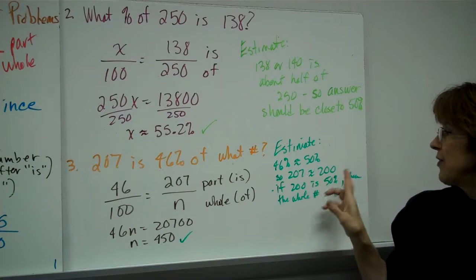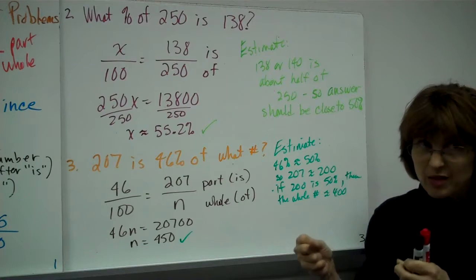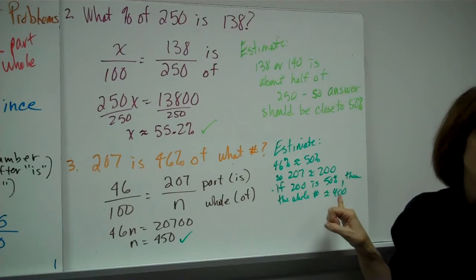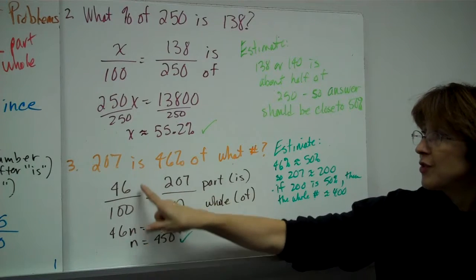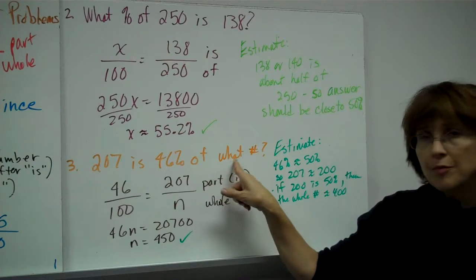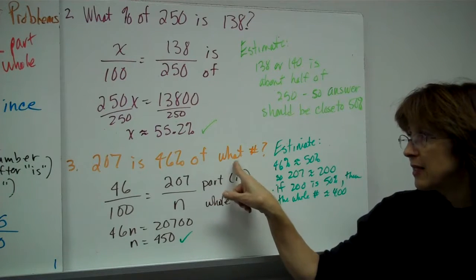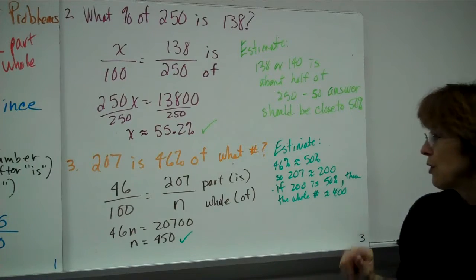And if 200 is about 50% of some number, if you got 200 right on a test and you got 50% on that test, there had to be about 400 questions on that test, okay? So we have 46 over 100, because that's a percent. 207 is just the part, not the whole. Remember, after the of, that's the whole. We don't know what that is. That's our n. Do the cross products, and we got 450. That's pretty close to what we estimated.